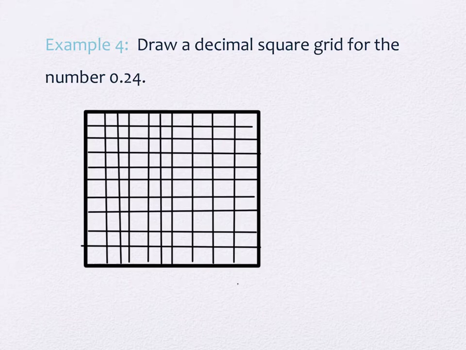Shade them in rows so that I can count them fast and easy. All right? So this whole row is 10, right? And that whole row makes 20, and then I need 4 more. So that would be a 24 hundredths decimal grid representation. Okay, any questions on that?